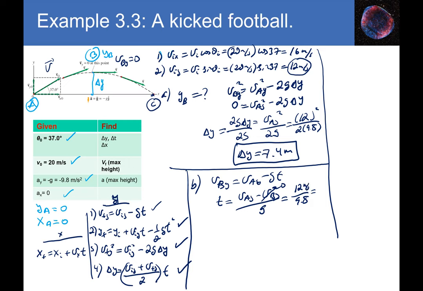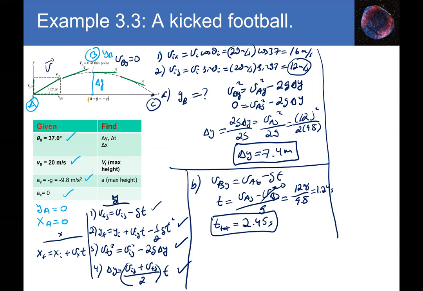So 12 divided by 9.8 gives me roughly 1.24, something like that, seconds. And then I can say that from A to B and from B to C is exactly the same, so it's double. So the total time will be 2 times that, which is roughly 2.4 seconds. What do I have? 2.45 seconds.